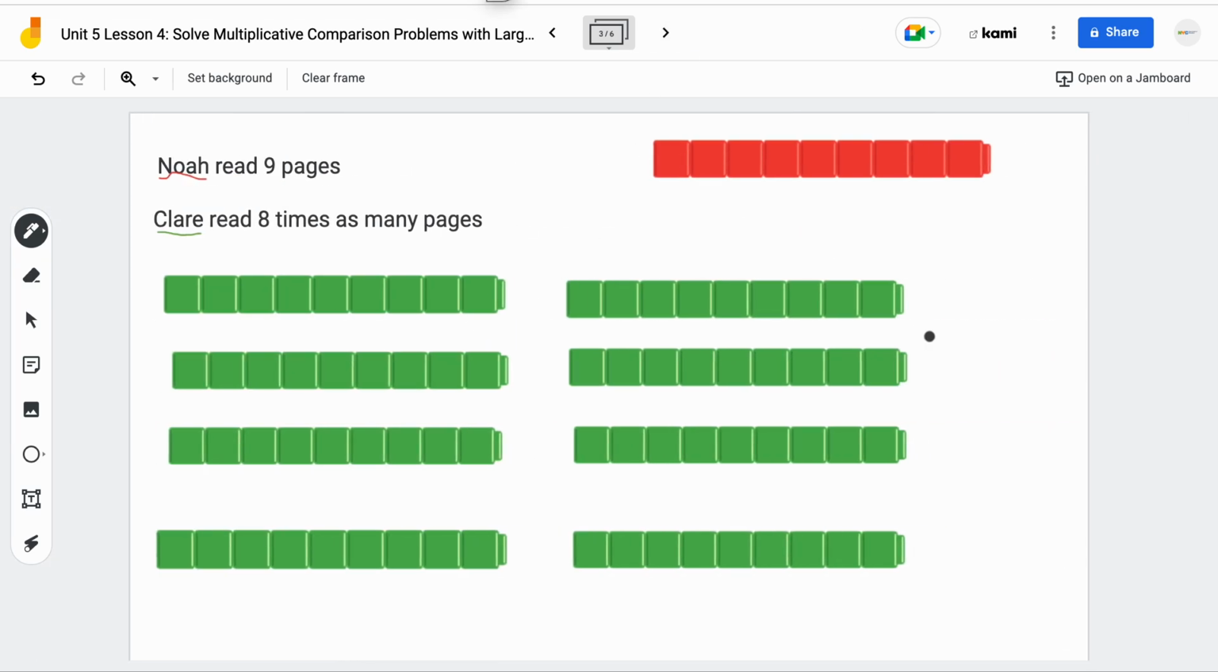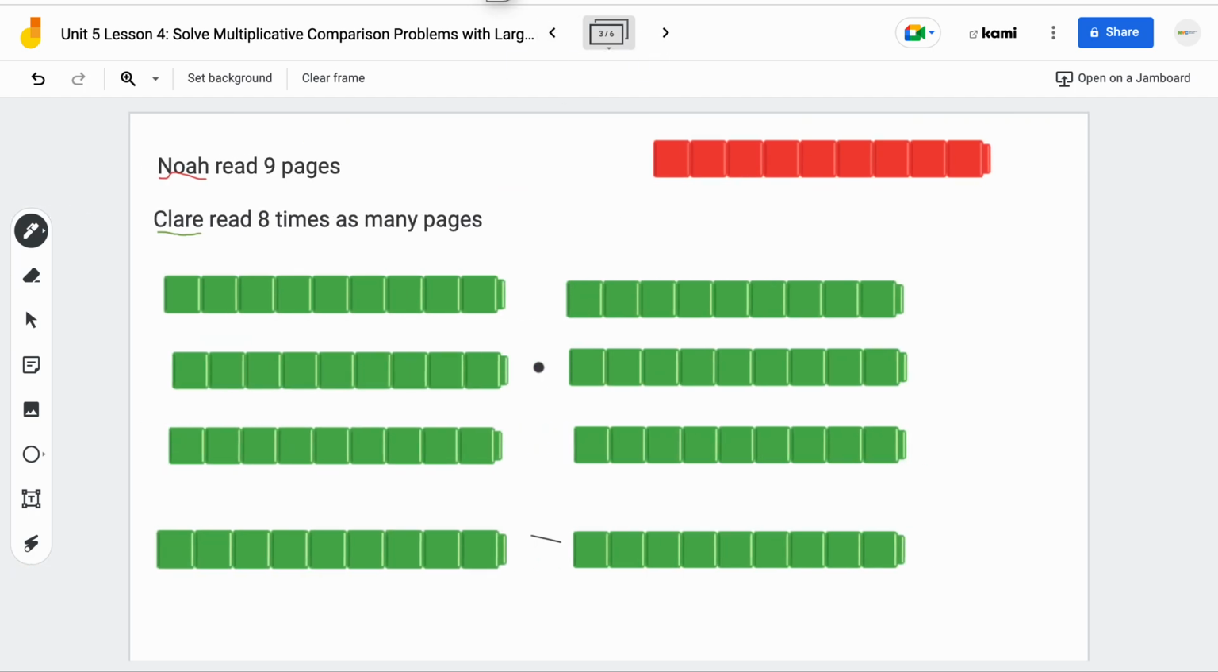All right, when we have a large number like this, we have Noah read 9 pages. Claire read 8 times as many pages. So if you were to draw this, it would look like this, right? You have the 9 pages, 1, 2, 3, 4, 5, 6, 7, 8, 9. And Claire read 8 times as many. So you're going to have 8 copies of this. So you see 1, 2, 3, 4, 5, 6, 7, 8. But to draw this out is possible, but it's a lot of work. So there is another way that we can do this.